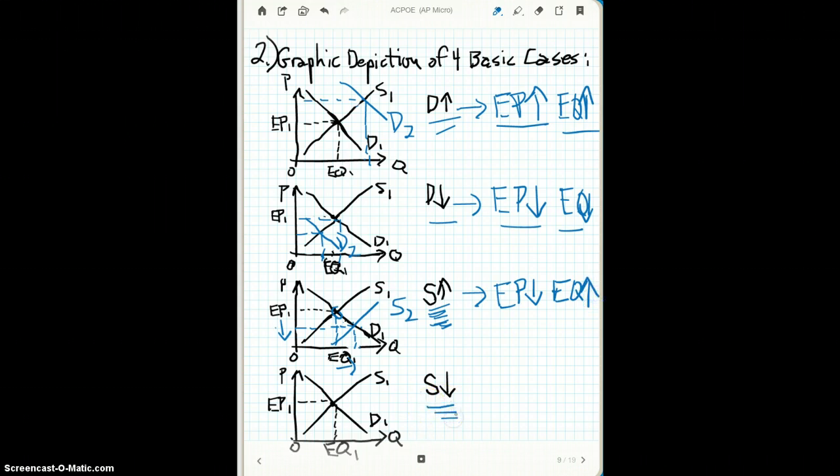What if supply were to decrease? We'd show that by a leftward shift in supply, label the new one, and compare. Here's the first equilibrium, here's the after equilibrium, and we can just read the graph. So equilibrium price went up in that case, but equilibrium quantity went down. So we'll summarize. Equilibrium price went up in the case of a decreased supply, and equilibrium quantity went down. If I can get that. Good.